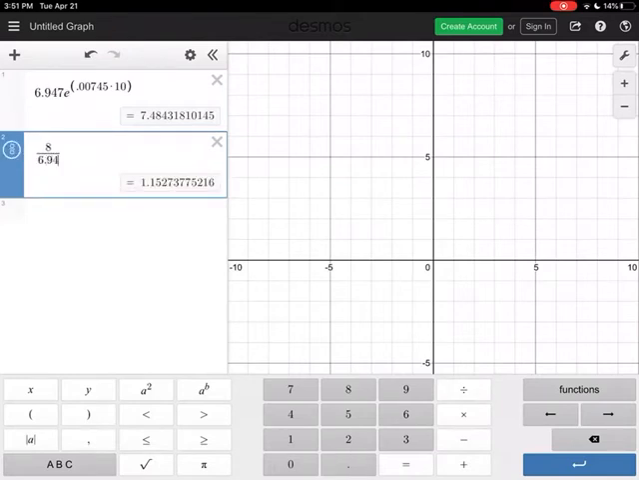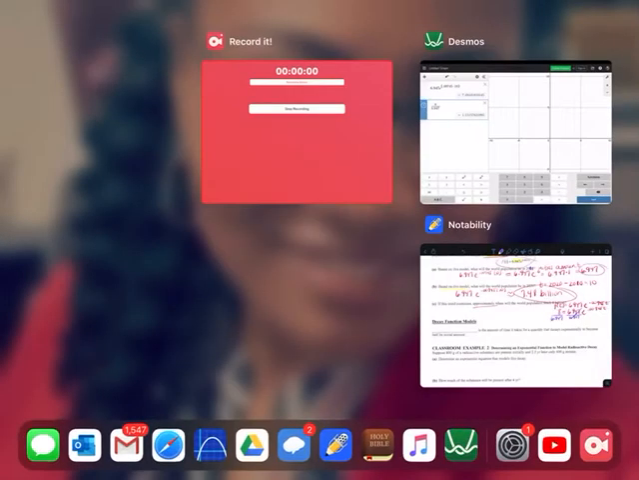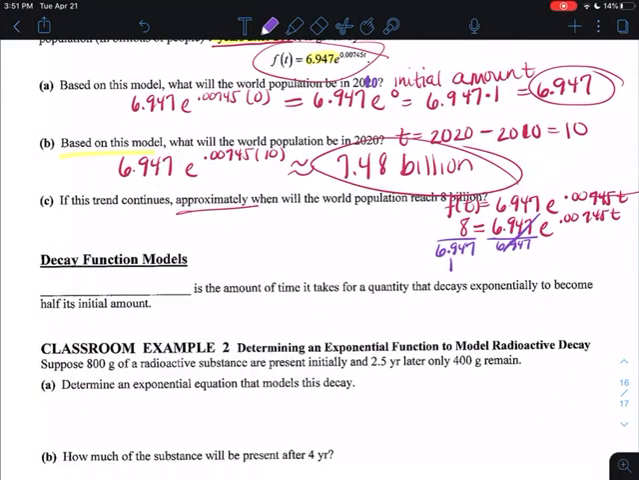Eight divided by 6.947. So you want to use as many decimal places as possible. Don't round too early. I'm going to use 4 decimal places. So 1.1516. So 1.1516 equals this e to the 0.00745t.